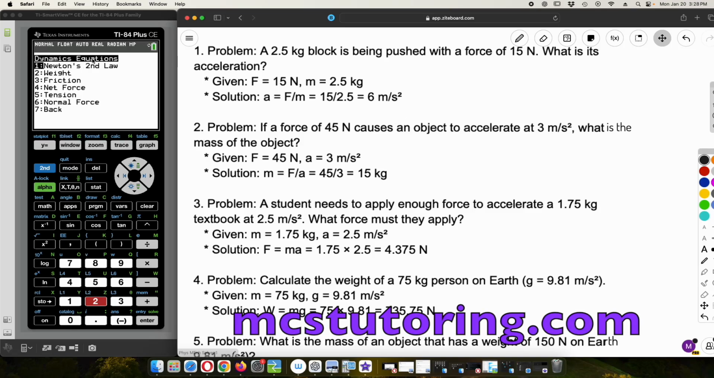We're going to go over a few problems of dynamics here on the physics solver. It's a mechanics solver for the T84 calculator program. So without further ado, let's get started.